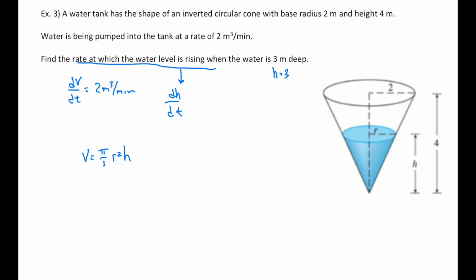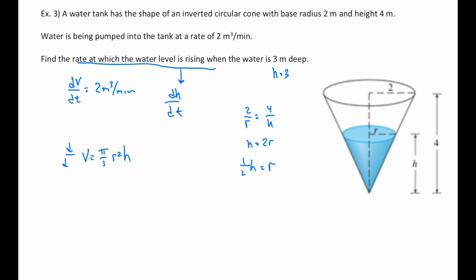In our similar triangles, we've got that 2 is to r as 4 is to h, or the height is always double the radius. Since we want dH/dt in the end, I'm going to solve this and say r is equal to 1/2 h. And now let's start differentiating.